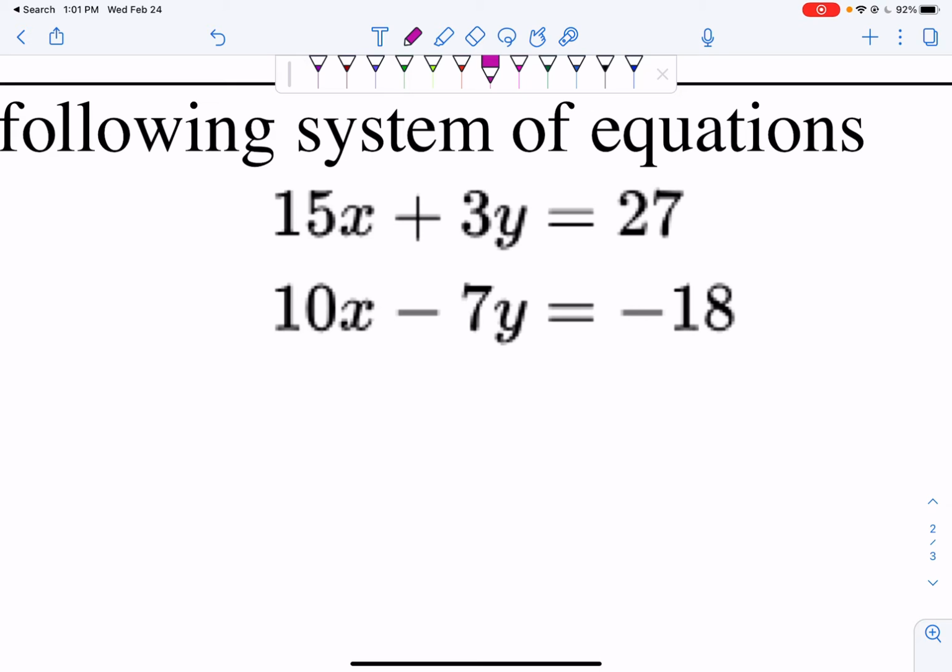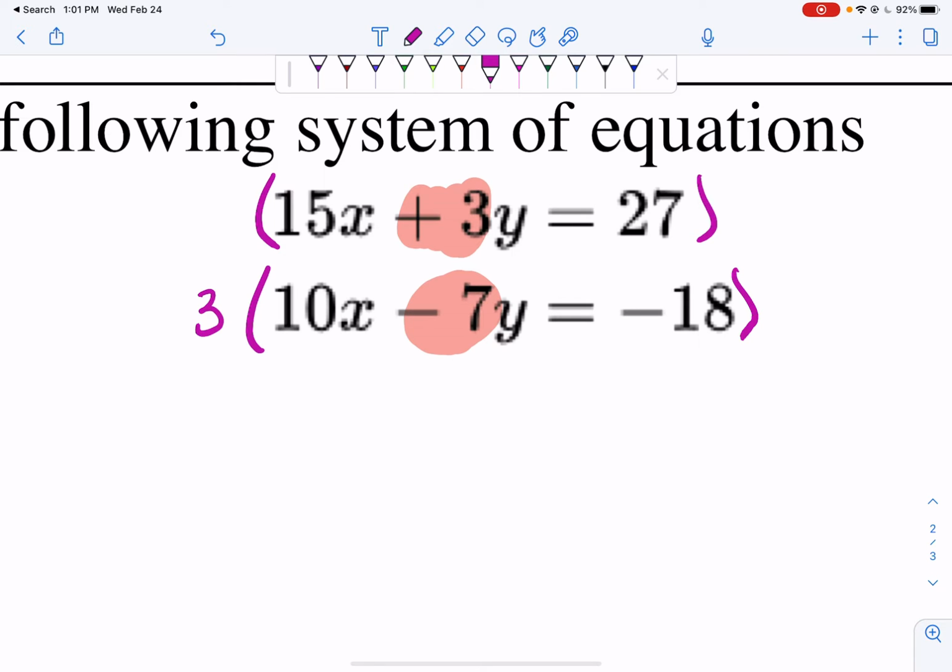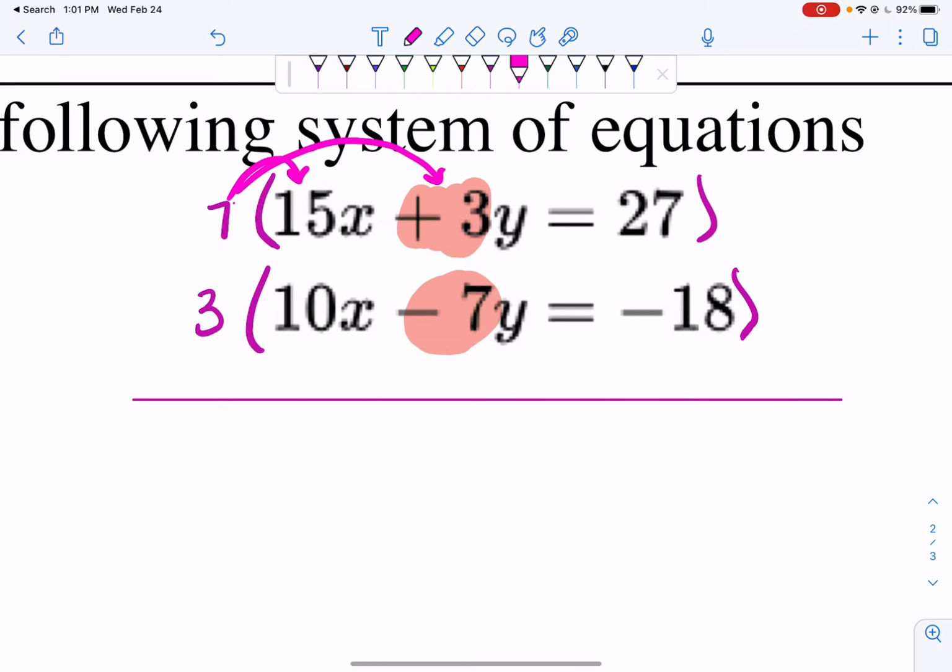So here's what we do. I have a 3 here, so I'm going to multiply my second equation by a 3. I have a 7 here, so I'm going to multiply this equation by 7. When we figure out what we have to multiply by, that's what we distribute. So I'm going to distribute 7 to 15, 7 to 3, and 7 to 27. I take out my calculator and I do 7 times 15. 7 times 15 is 105. So I get 105x. 7 times 3y is 21y. And 7 times 27 is going to be 189.